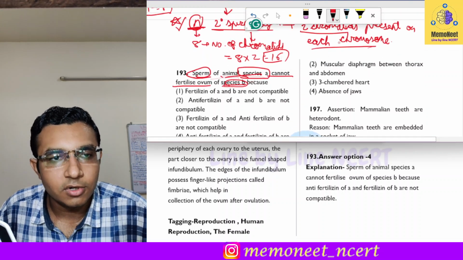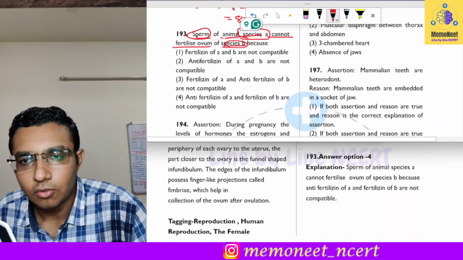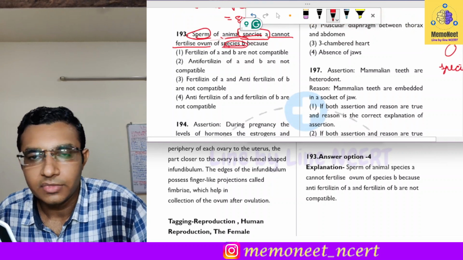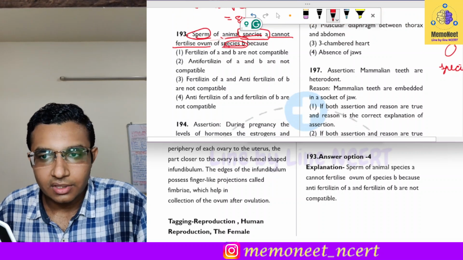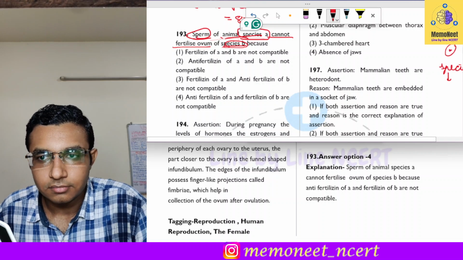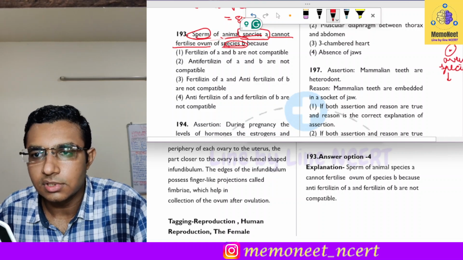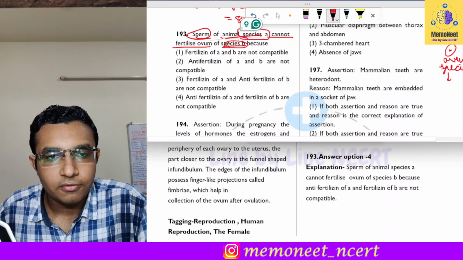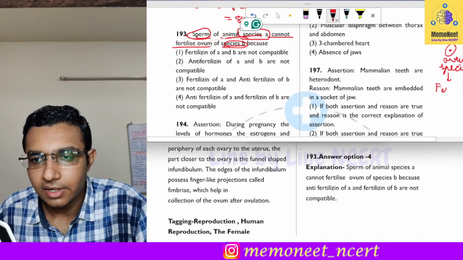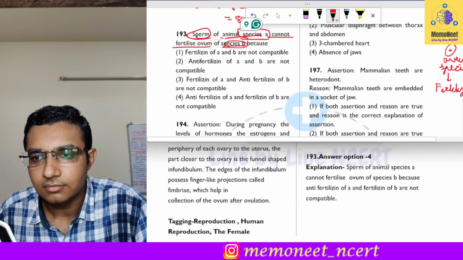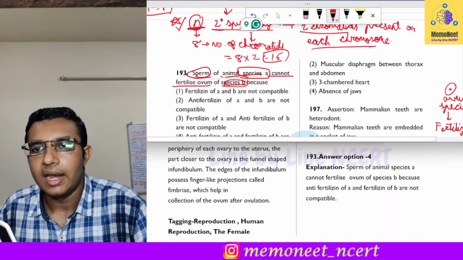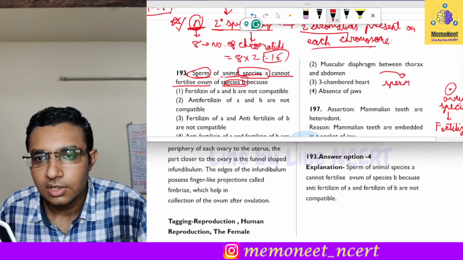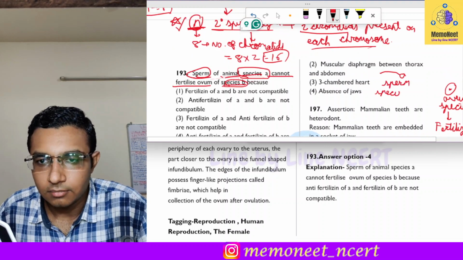the ovum, okay, now see, the ovum which is of species B, okay, it will contain a substance called as, so this is the ovum, it will contain a substance called as the fertilizin. Okay, the ovum will contain fertilizin, and the sperm which is given over here, it is of species A.